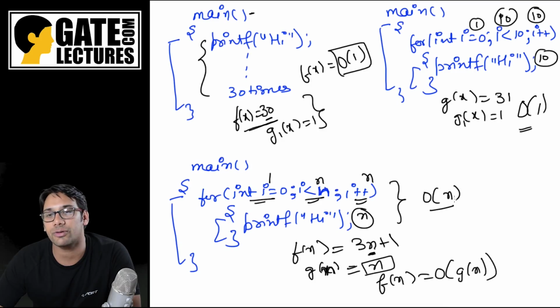And this is called the time complexity, that is, the number of statements which are being executed. Okay, the number of statements gives you the time complexity. Okay. Now let us take a few more examples.